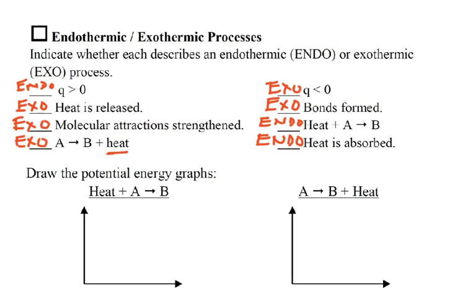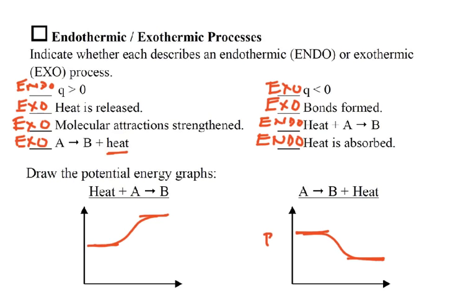So these are a little bit tricky, you have to kind of think about them. Draw the potential energy graph. If heat's on the left, that means heat is absorbed, so wherever we start, if it absorbs heat, it's going to end up higher. So that's going to be an uphill graph. And the same thing here, if heat's on the right, the heat is given off, well, wherever you start, if heat is given off, that means you're going to end up at lower energy.